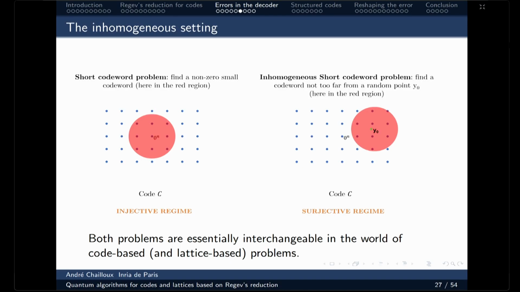Okay, and those two problems, if you look at them from how they're used in crypto and what we believe about their complexity, are essentially interchangeable. We don't have a formal reduction from one to the other, but all the algorithms that work for one work for the other, and vice versa. In crypto we often use the inhomogeneous version, and in terms of post-quantum crypto, these two problems really look equivalent.